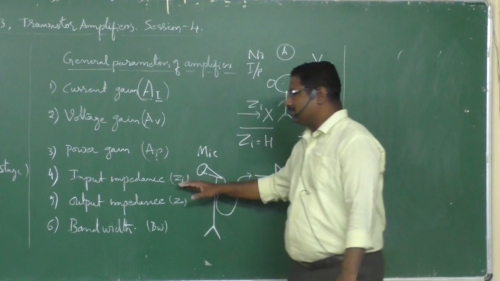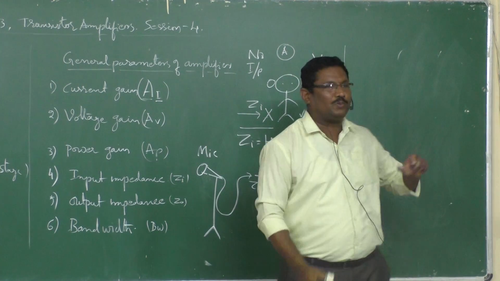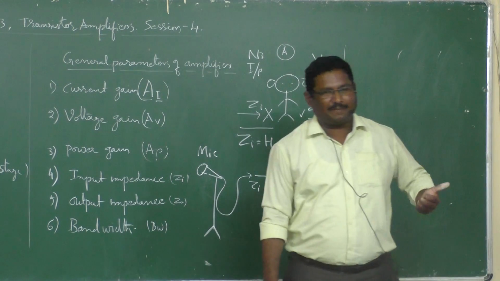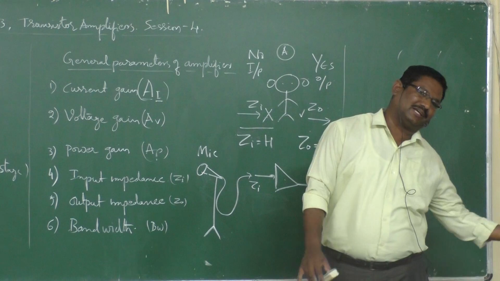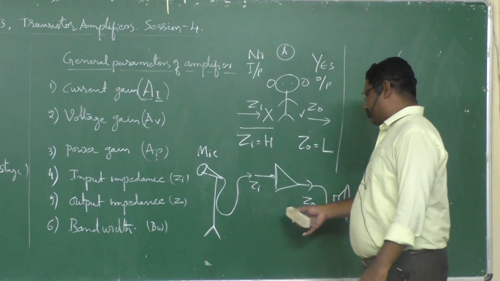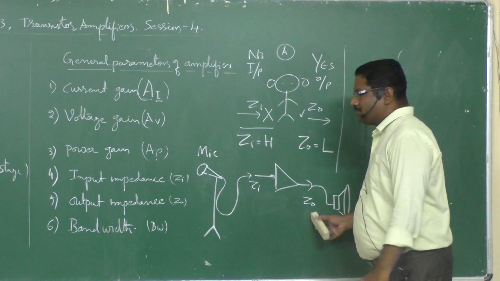So input impedance is nothing but the opposing resistance, and output impedance is nothing but the capacity of the amplifier to deliver the current, to deliver the power, to deliver the voltage across the output. So this is input impedance and output impedance.